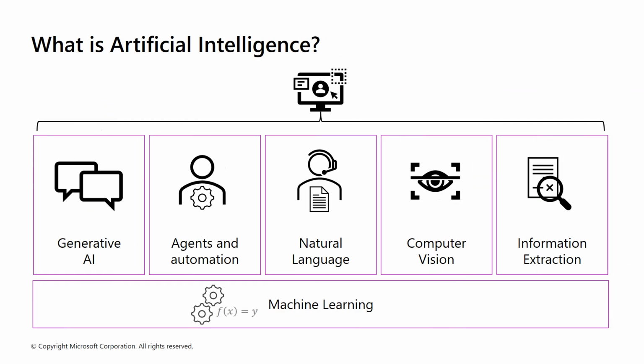AI encompasses several workloads: generative AI, agents and automation, natural language, computer vision, information extraction, and machine learning. These areas often overlap in solutions. For example, a generative AI agent may process insurance claims using natural language, computer vision to assess damage, and machine learning to predict costs, while extracting information from documents and images.